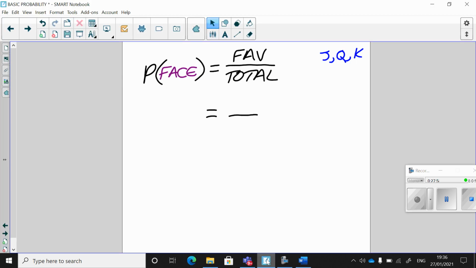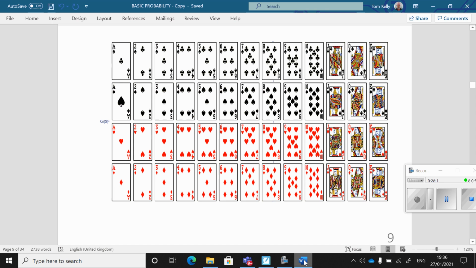So it looks like we get Jack, Queen, King from each. And so there's 3 of them there. We've got 4 suits, and 3 lots of 4 is going to give you 12. So it looks like we've got 12 face cards. Right, and you can see it there. Yep, 1, 2. Yep, definitely 12 there.